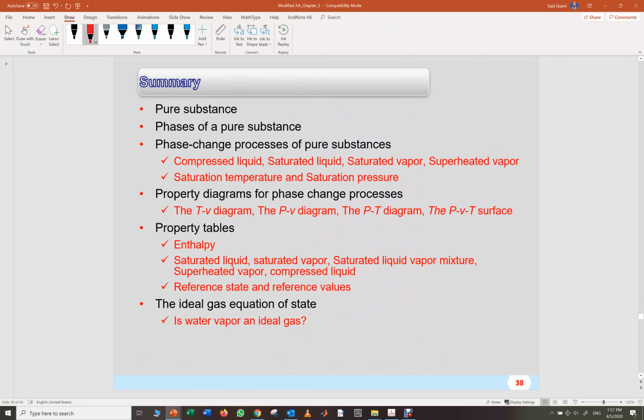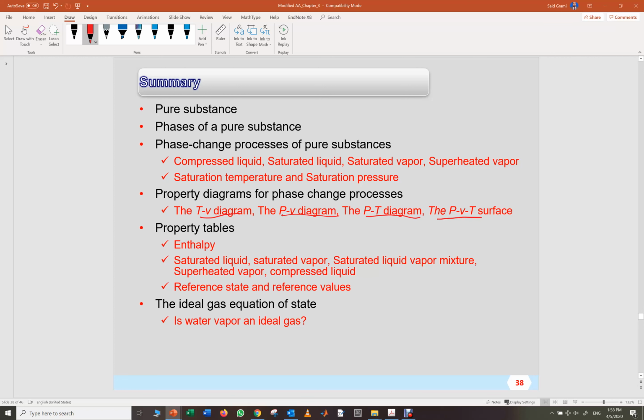Like that, we finish our chapter. So, summary: pure substance. We saw pure substance, phases of pure substance, and the phase change process of pure substance. We saw compressed liquid, saturated vapor, superheated vapor, saturation temperature and saturation pressure in the table. Property diagrams for a phase change process: we saw the T versus specific volume diagram, the P versus specific volume diagram, the PT diagram, and the PVT surface.